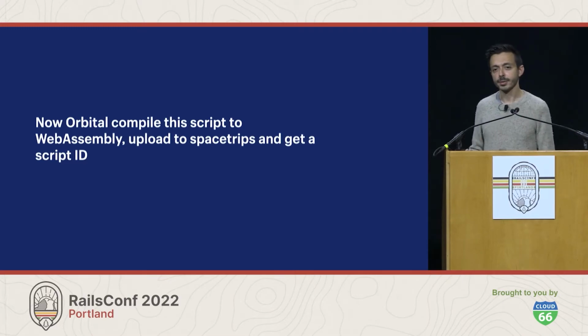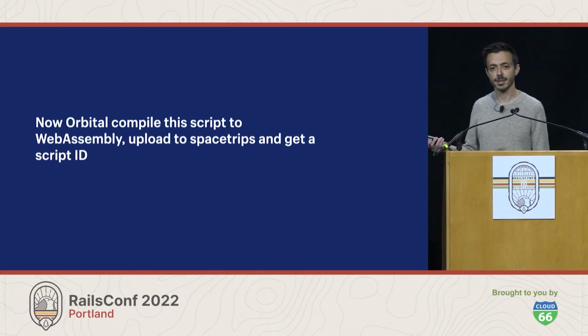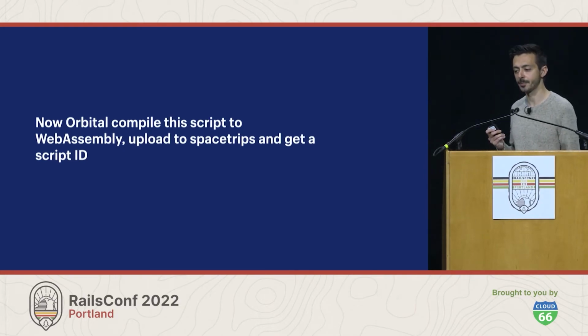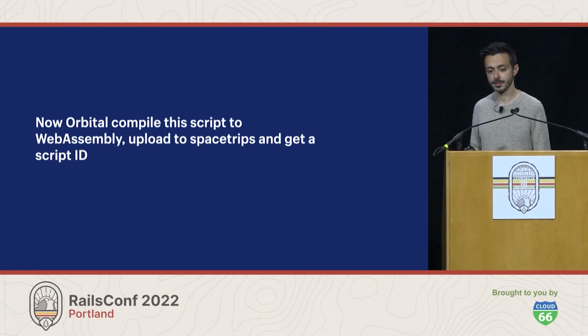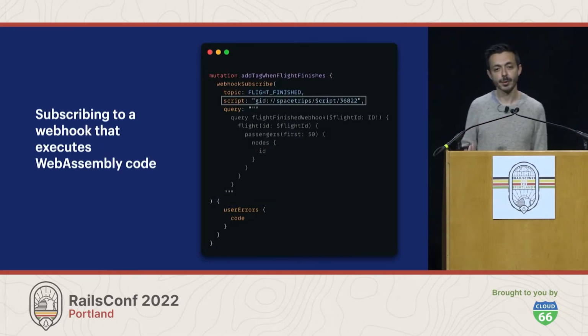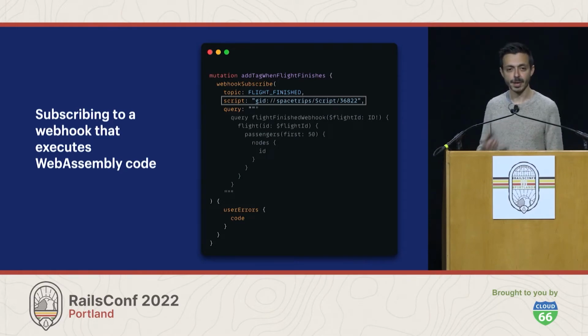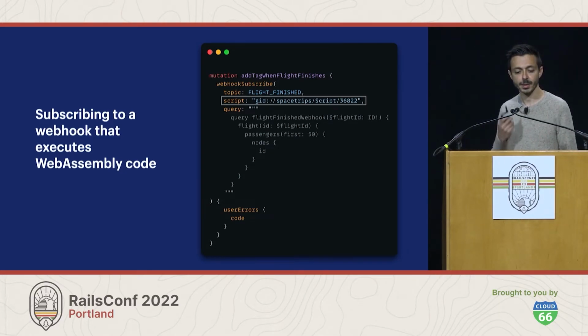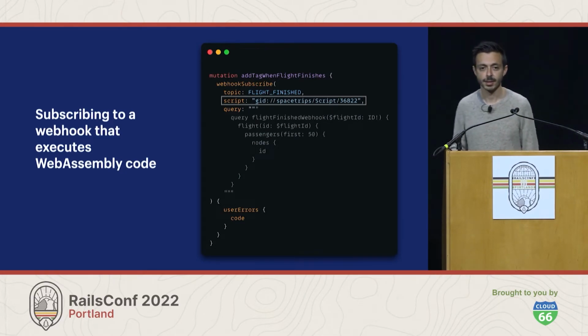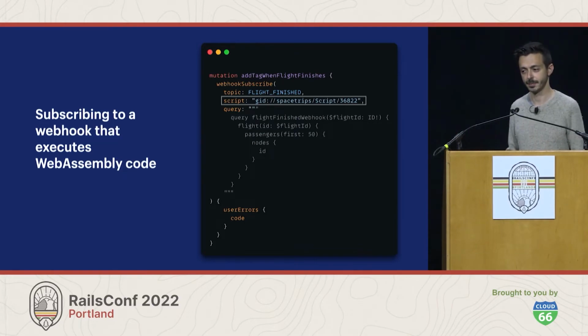Now Orbital compiles this code to WebAssembly, uploads it to Shopify's script service, and gets an ID for this script. And now, for this new webhook, instead of passing a URL argument, Orbital passes a script ID. So instead of delivering to an HTTP endpoint, it executes the script.